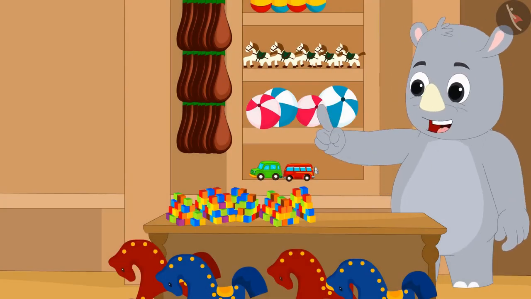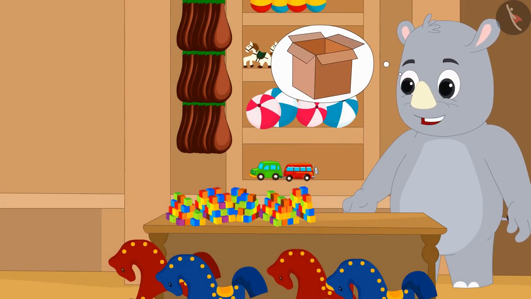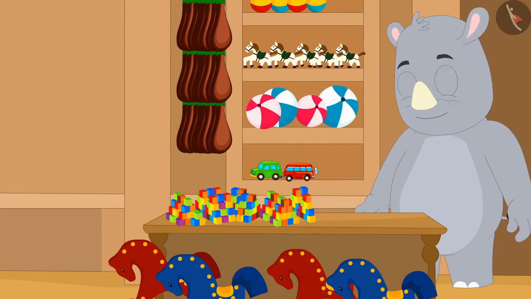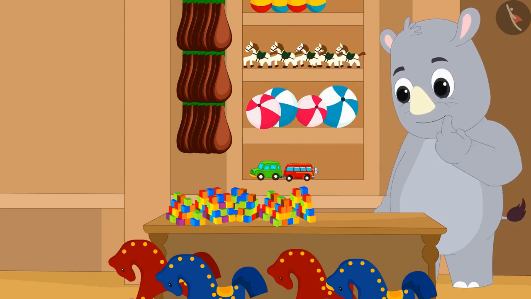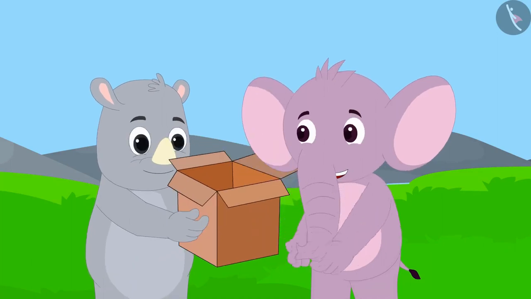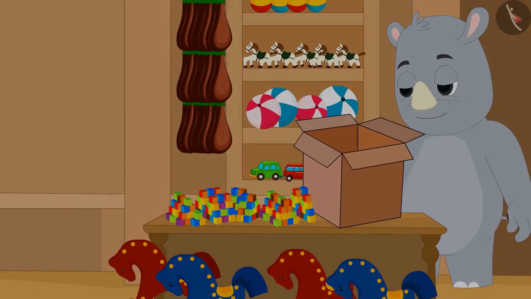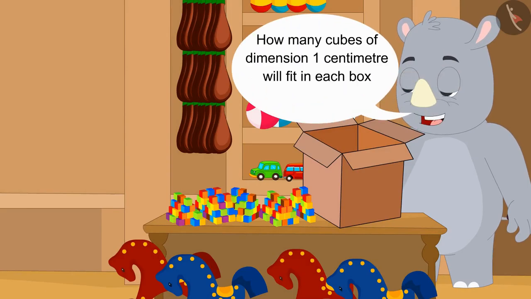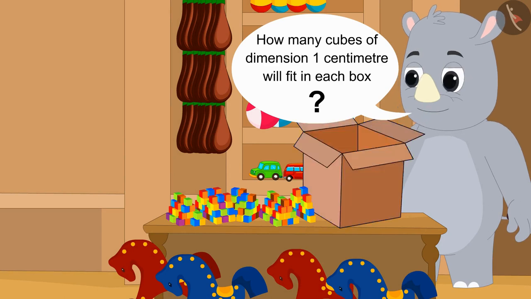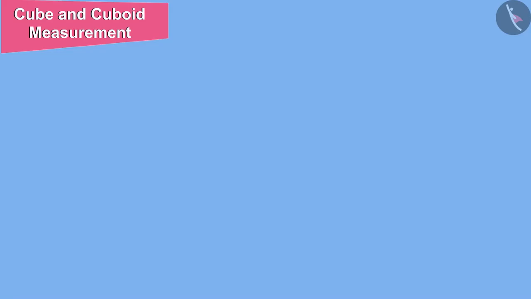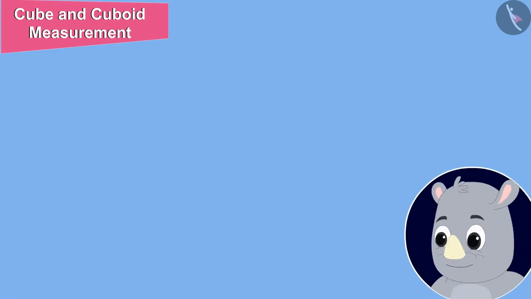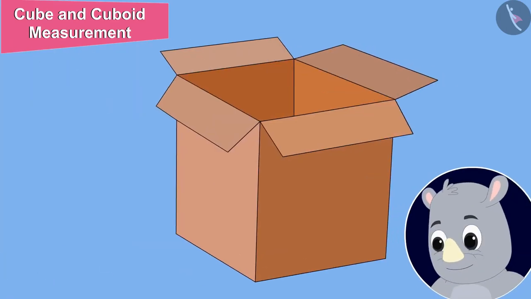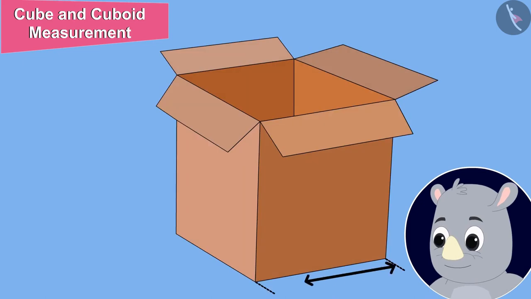I will pack and sell them in a cube shaped box. On thinking this, Gagu bought cube-shaped boxes. But how many cubes of dimension 1 centimeter will fit in each box? Gagu started thinking. Gagu then measured the length of the edge of one of those cube-shaped boxes.